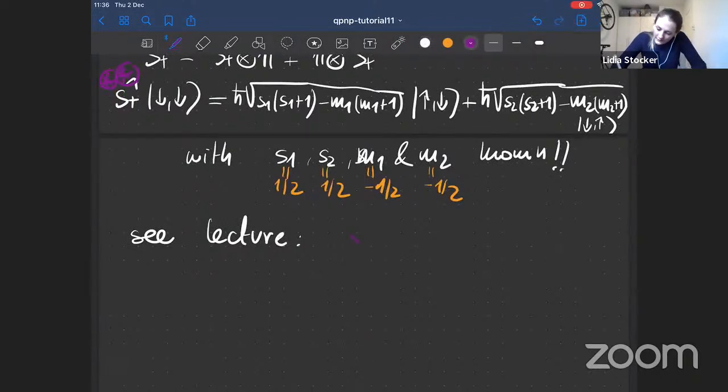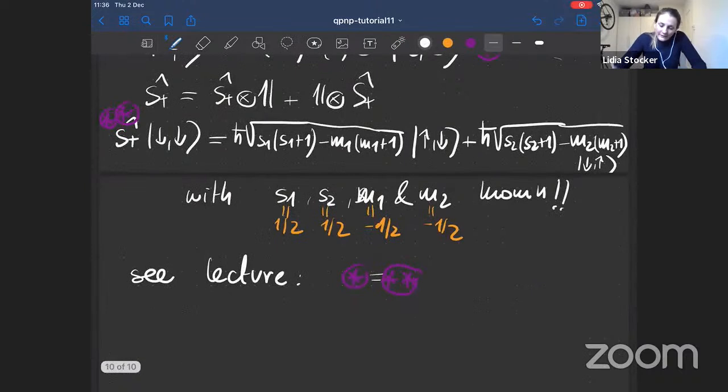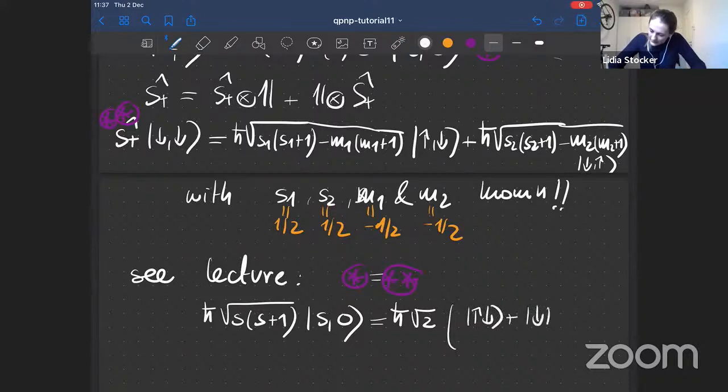If we equalize the two, so these two are equal, then we will get, and this is where I don't write all of the calculation, but we just write the main result, which is exactly what we are looking for. This is H bar square root over 2 of up, down, plus down, up, divided by square root over 2.